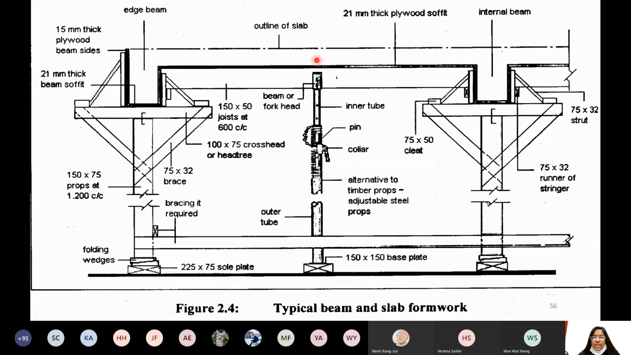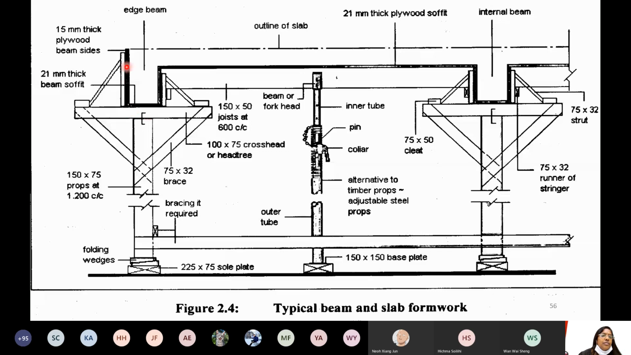See here, beam and the slab. How is it supported? This is the cross bracing. We start from the ground, with a base plate just standing on the ground. From there, the folding wedges will raise the length, useful for increasing the length. And then it goes up with all the cross bracings to support the plate.